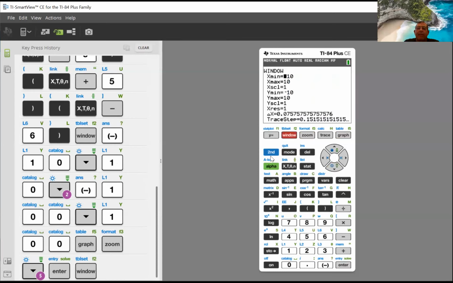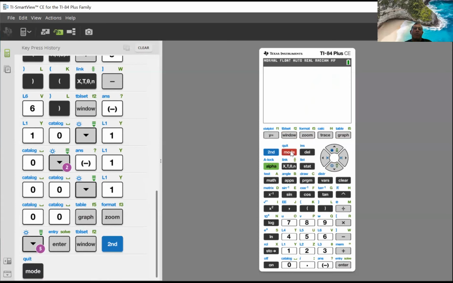Okay, so instead of having to go through the window and putting all that in, if you ever want it back to the 10 by 10, just hit zoom and 6 for standard. Yeah, that's all I do on those. Just hit that and be done with them.